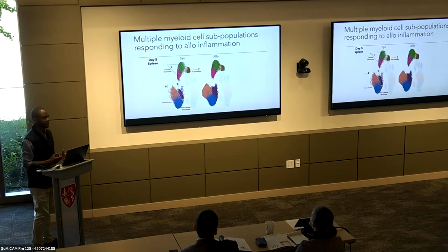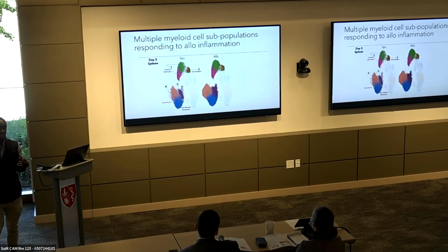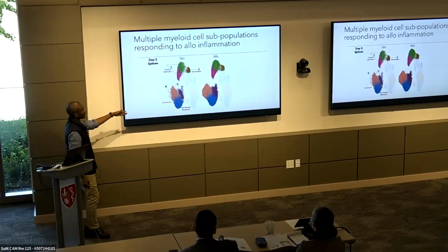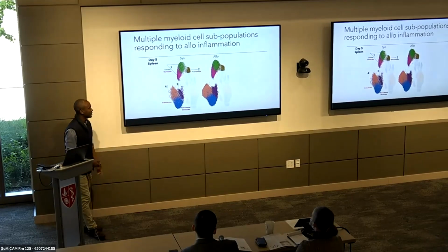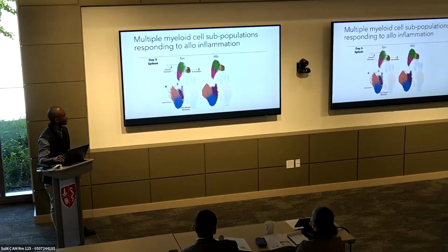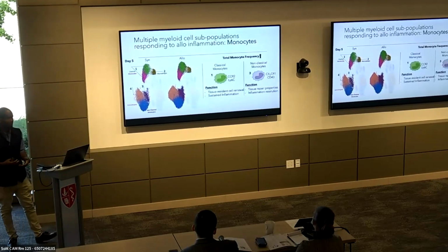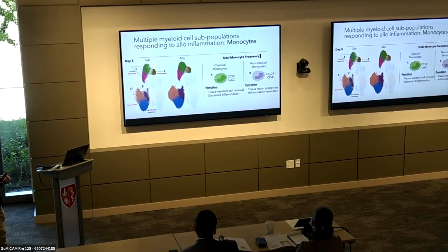And so going back to day 5, where I told you we have the most drastic phenotype of rejection, there's multiple areas of this UMAP where multiple different myeloid subsets are responding to inflammation. And I can break this down for you further. So I was able to identify 2 types of monocytes, classical and non-classical, that were both in higher proportion in the allogeneic transplant compared to the syngeneic.